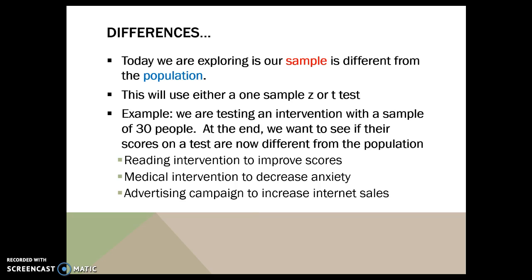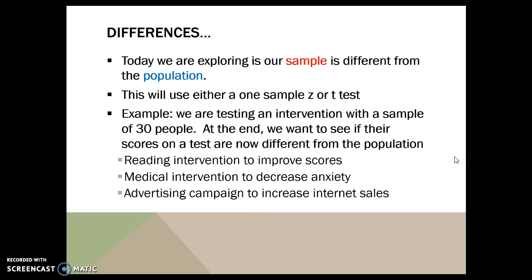So we want to see, is there a difference in the way our sample is working and the population at large? And remember, population is defined however we want it to be. It's not necessarily every person in the United States or every person in the world. So for this, we're going to use either a one sample Z or a one sample T test. Those are our two choices. So here's an example of what we're trying to do.